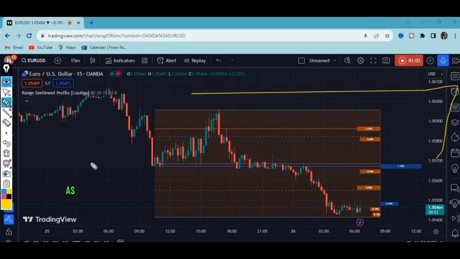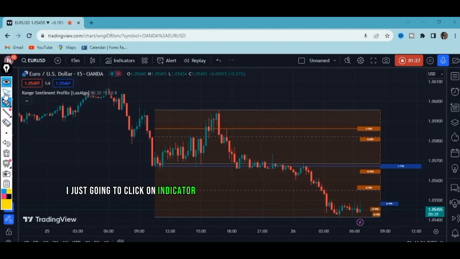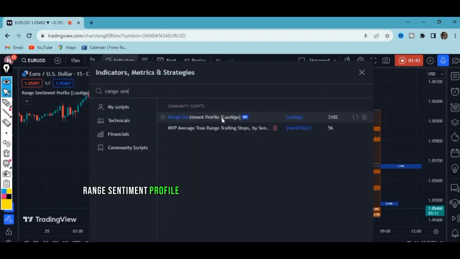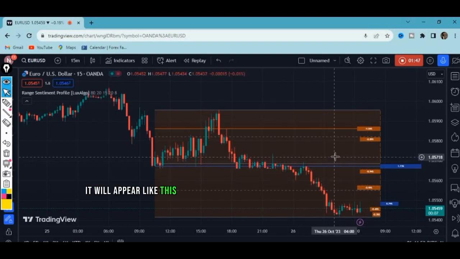And as you learn about the indicator, you will realize you still need more knowledge to really be able to execute trades with it. So I just want us to work on what we can see right on our chart so that we'll be able to make better and better decisions. Okay, so guys, to add the indicator, I'm just going to click on the indicators tab in tradingview.com. You're just going to type Range Sentiment Profile by LuxAlgo. You click on it, and once you click on it, it will appear like this right on your chart.